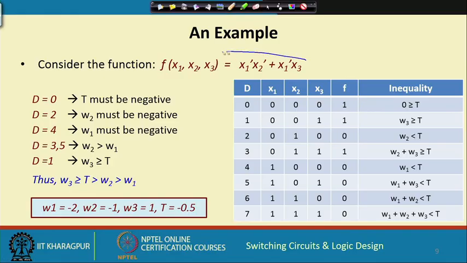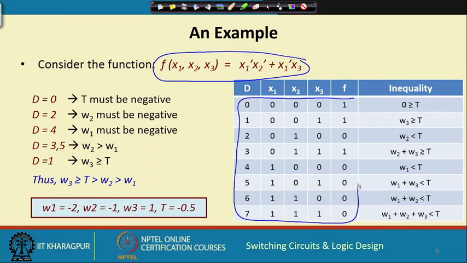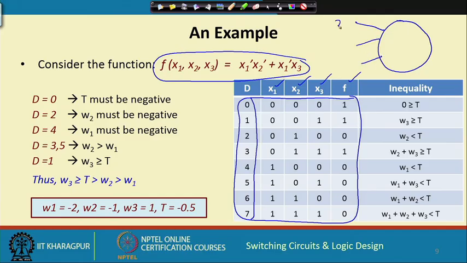We consider this function, and for this function we have constructed the truth table. So, we are showing the inputs x 1, x 2, x 3, the output f, and also the decimal equivalent of the inputs 0, 1, 2, 3, 4, 5, 6, 7. Now, suppose I am assuming that I can build a threshold gate to implement this function. So, the inputs will be x 1, x 2 and x 3. My weights will be W 1, W 2 and W 3. There will be a threshold T and the output will be f.